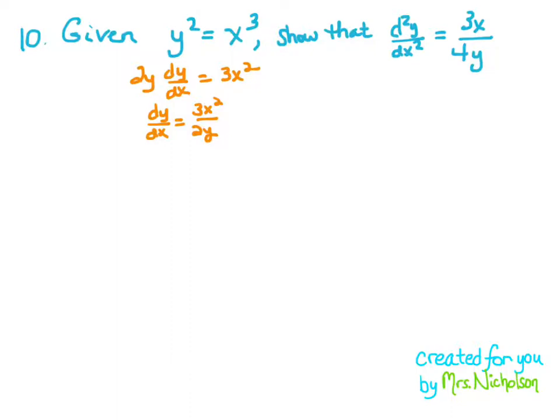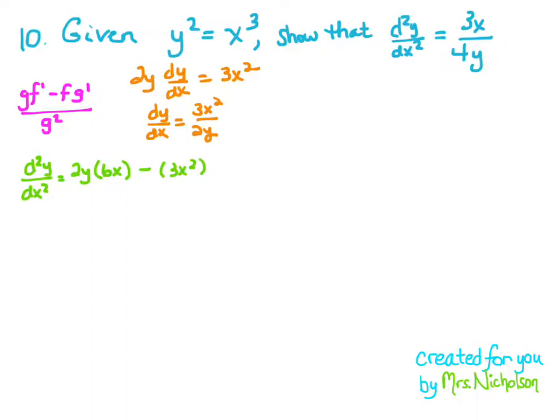So now I need to find the second derivative, and I'm going to use the quotient rule. So let's see, I'm going to change colors here. So my second derivative is equal to, I'm going to remember the quotient rule, let's just write it up here for reference. Quotient rule is g f prime minus f g prime over g squared. So g is 2y times f prime, which would be 6x, minus f, which is 3x squared, times g prime, which would be 2 dy dx, and that's all over 2y squared.